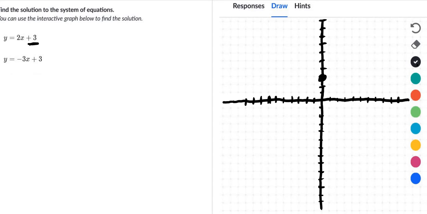And it has a slope of 2. So that means for every 1 to the right, it goes up 2. So 1 to the right, up 2; 1 to the right, up 2. Up to the right.